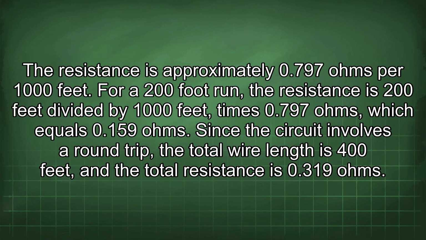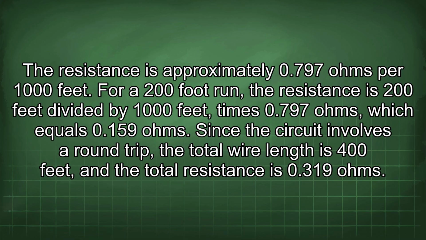The resistance is approximately 0.797 ohms per 1000 feet. For a 200-foot run, the resistance is 200 feet divided by 1000 feet times 0.797 ohms, which equals 0.159 ohms.